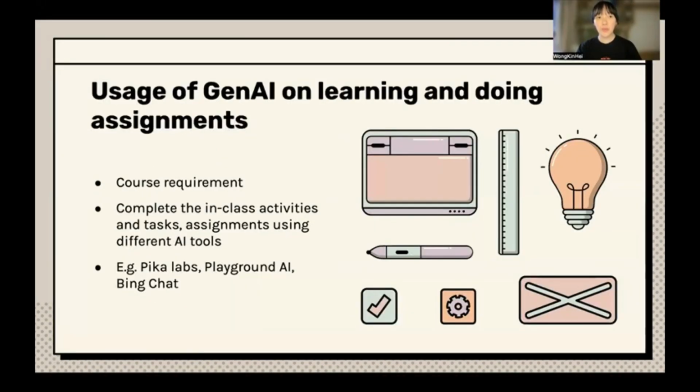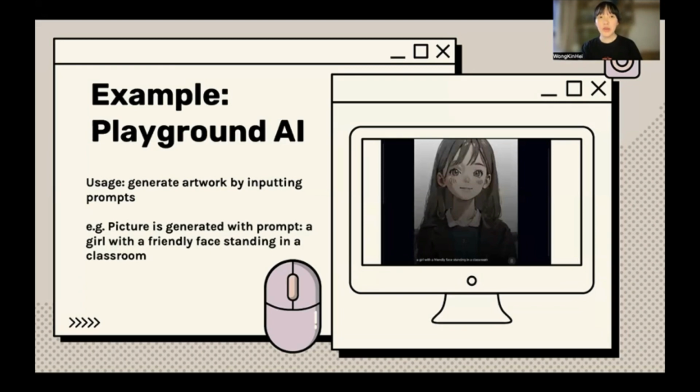It is a course requirement to complete the in-class activities and take-home assignments using different AI tools, for example, Pika Labs, Playground AI, and Bing Chat. Let me take Playground AI as an example. Using Playground AI, we can generate artwork by inputting prompts. For example, a picture is generated with the prompt, a girl with a friendly face standing in a classroom, and the picture generated is on the right-hand side of the computer monitor.